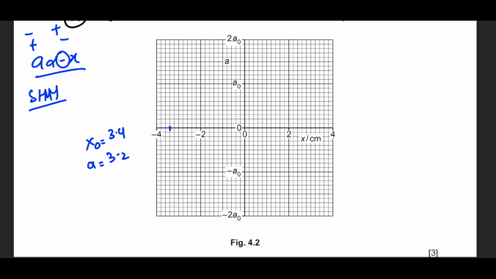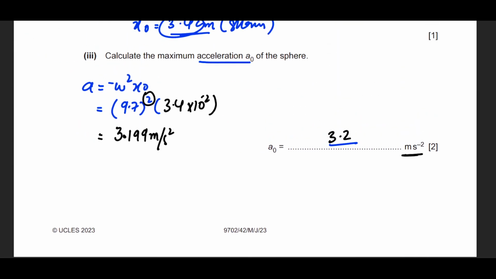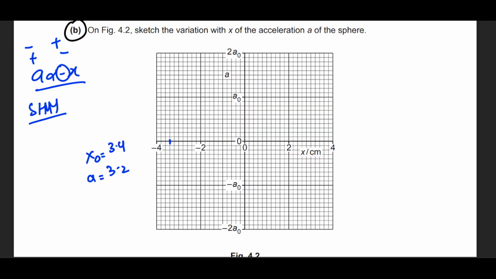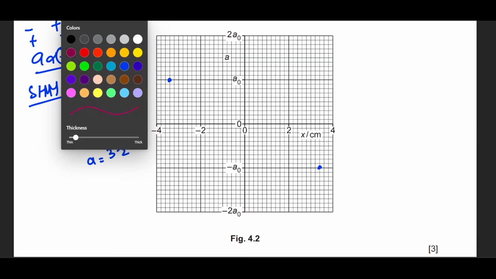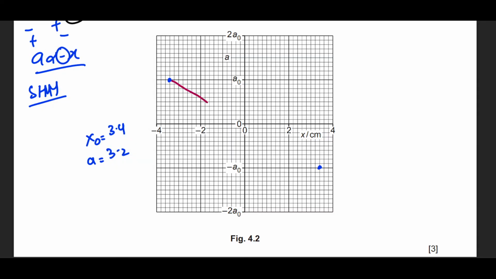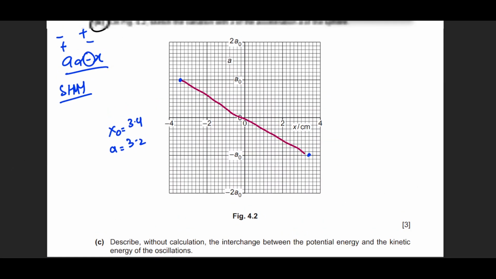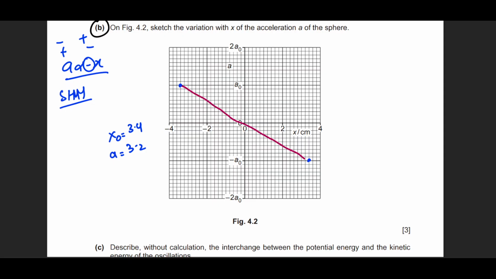So this will be 3.4 x naught, and the acceleration is actually 3.2. So where is a naught? A naught is already 3.2. Okay. So we don't need to calculate this. So this is going to be a naught up to 3.2. And on the negative side, this will be a naught, but for 3.2. So this will be the center, and this will be the 3.4. So this is going to be somewhere along this line. Yes. So I've actually marked the coordinates, right? And then you draw a straight line through them using a ruler, which is going to go like this from the origin back to this point. Okay. This is always going to look like this.